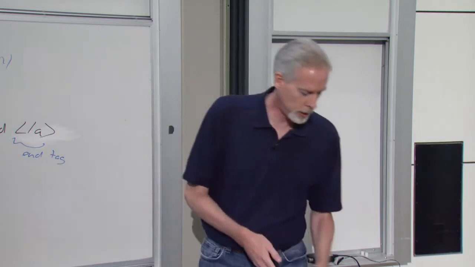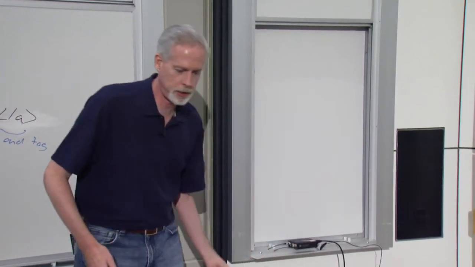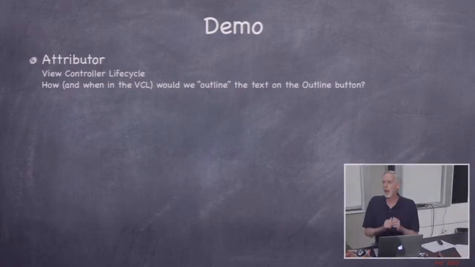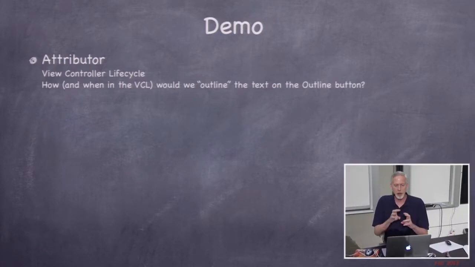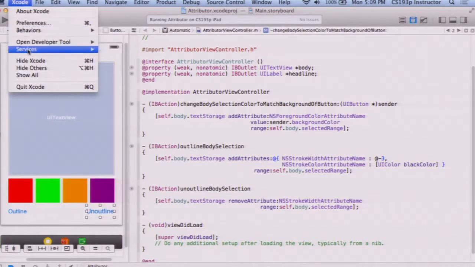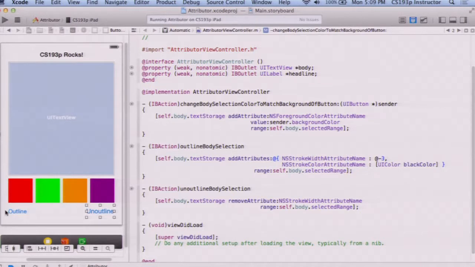All right, so let's see a little demo of using the view controller lifecycle. So what I'm going to do is that outline button we talked about before. Let's make it so the outline button is itself outlined. That would be kind of a good UI. Okay, so it's kind of a little more indication of what it does. Well, the question is, if I have this outline button right here, how and when am I going to outline it? I can't do it in Xcode, unfortunately, so I need to do it in code.